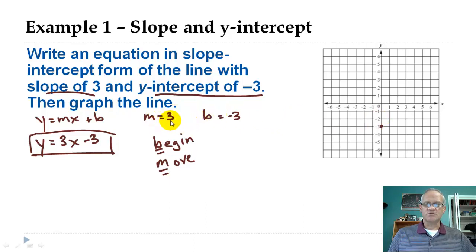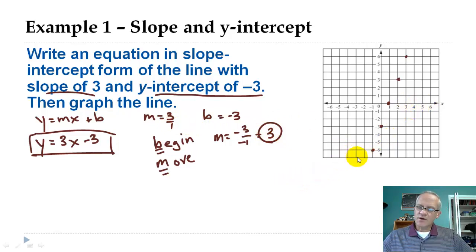Remember the m is 3, so the slope is 3, but it counts as 3 over 1 when we count it out. So from here I'm going to go up 1, 2, 3, and over 1, put a dot. Up 1, 2, 3, put a dot. Up 1, 2, 3. Or remember, you can go the other way. You could go down 3, but if you go negative 3, then you have to go negative 1. Here, I'll do it over here. If you have a slope of negative 3 over negative 1, the negatives cancel, and you still have a slope of 3, just like we did over here.